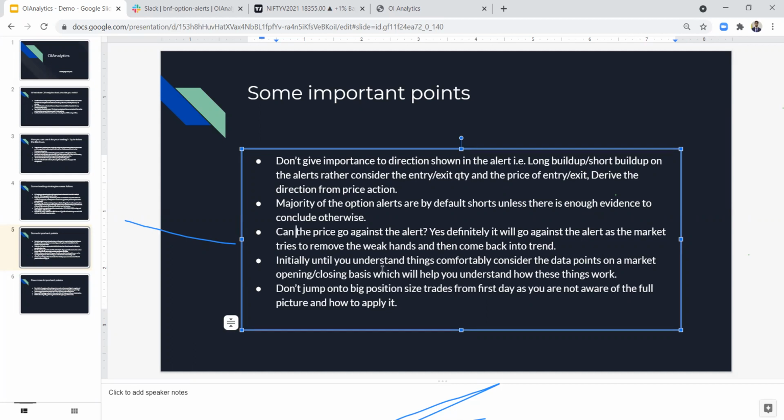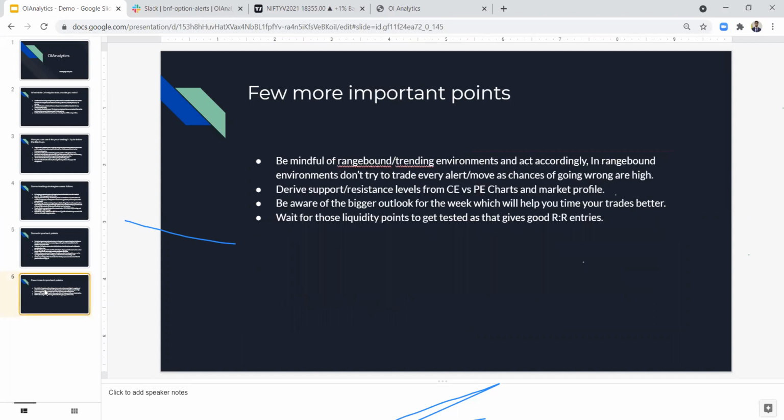That is why I am again reiterating: initially, until you understand things comfortably, consider the data points on a market opening and closing basis, which will help you understand how these things work, right? And one more thing, don't jump onto big position size trades from the first day. Even after you see 1-2 successful trades, don't jump onto big position size. Give it time, and only then can you increase the size of your position, right?